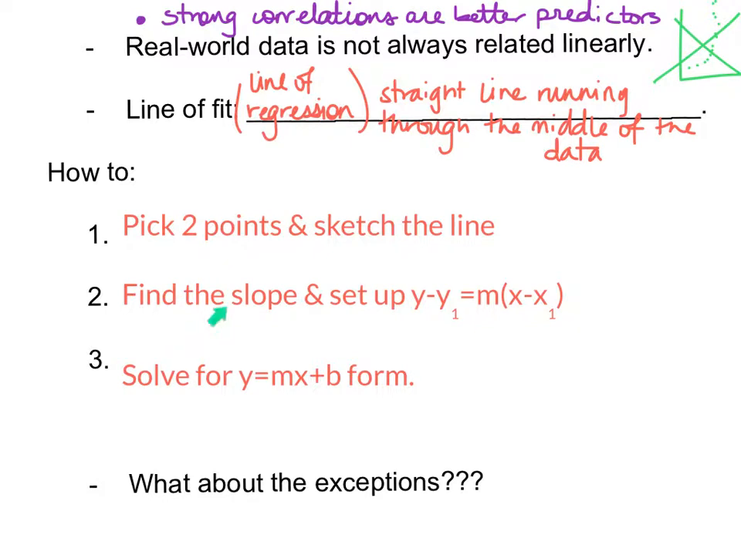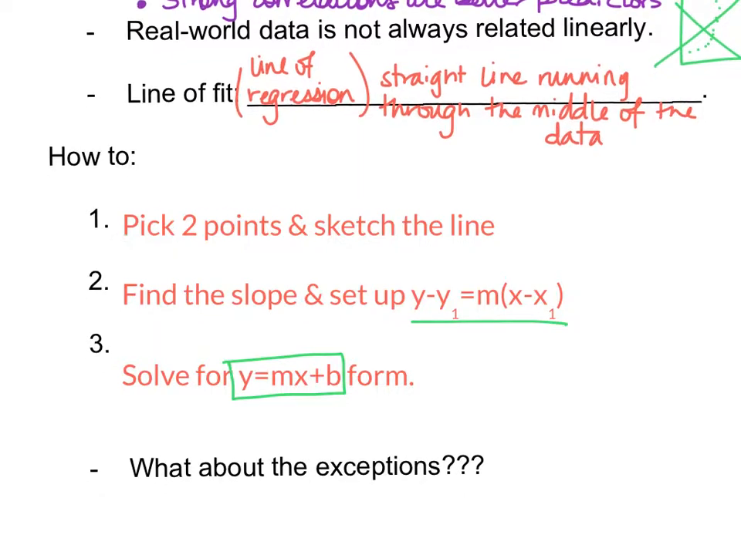Then we're going to find the slope. So think about it. You're going to be given 2 different ordered pairs, right? This is just like what we did last week. So you're going to find the slope using those. And then we're going to set up y minus y1 equals m times x minus x1. That's our point slope formula. And then we're going to get this into slope intercept form because that's what's going to be the most helpful as we work these problems.